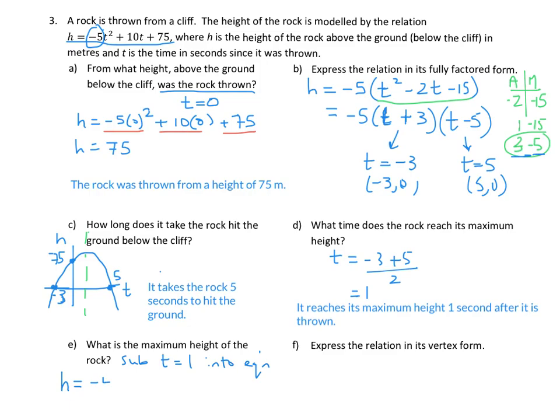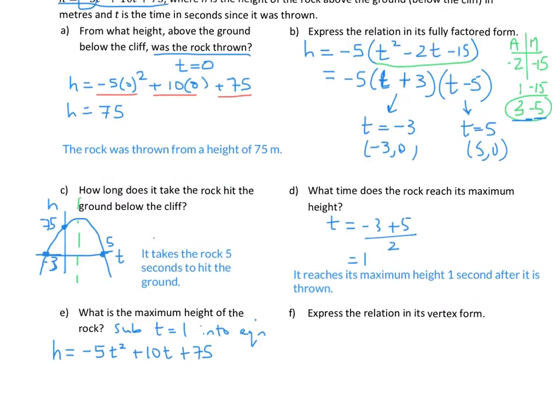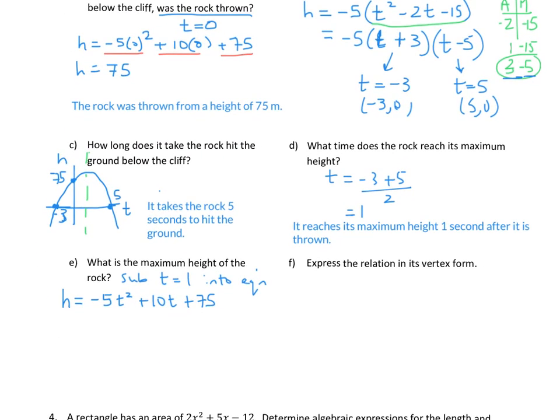I'm using the wrong number here. -5t squared, and I could use the factored form, or I can use the original, what we call the standard form, to sub that value in. It doesn't matter which one you use, either one should work. Oh good, this worked this time.